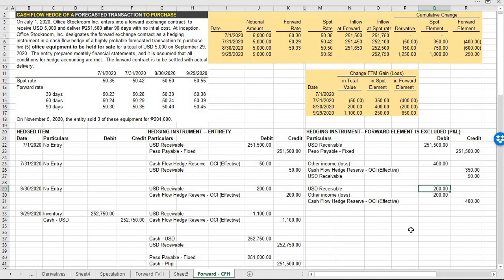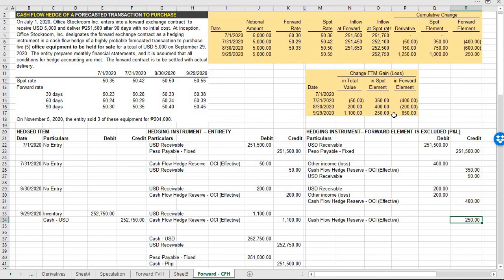Ngayon, punta tayo sa September 29, the date of settlement. So, dito sa September 29, 2020, date of settlement, so unahin muna natin i-adjust yung change in the exchange rate. So, unahin natin yung change in the spot element. Sabi dito, for the month of September, nag-change ang fair value ng spot element. So, that is an increase in 250 pesos. So, that is a gain. Kaya tayo ay credit cash flow hedge reserve for 250 pesos.